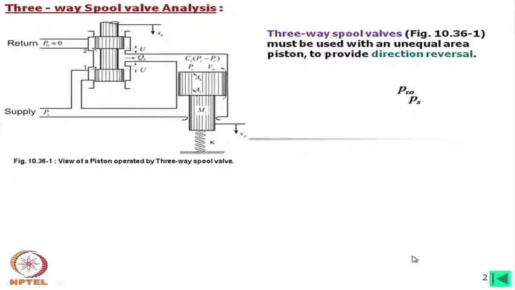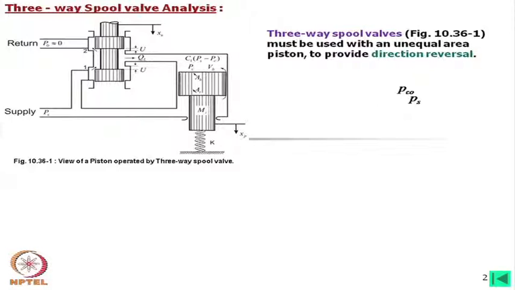Now, the figure 10.361, this is figure 1, it shows the three-way spool valve, and this must be used with an unequal area piston to provide directional reversal. Now, what is three-way valve?